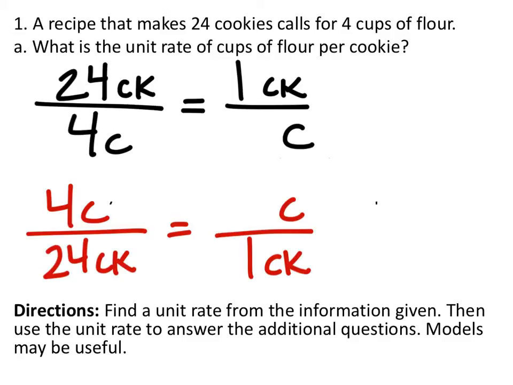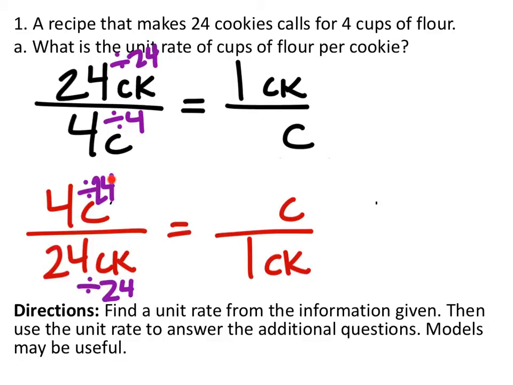So in both situations, to get that 24 cookies to 1 cookie, we will have to divide the 24 by 24. Notice this is not anything new based on what we've already been doing. And since we divided the 24 by 24, we'll also have to divide the 4 by 24 as well. Now again, these are the same rates. It just depends on if you have the cookies in the numerator or denominator.